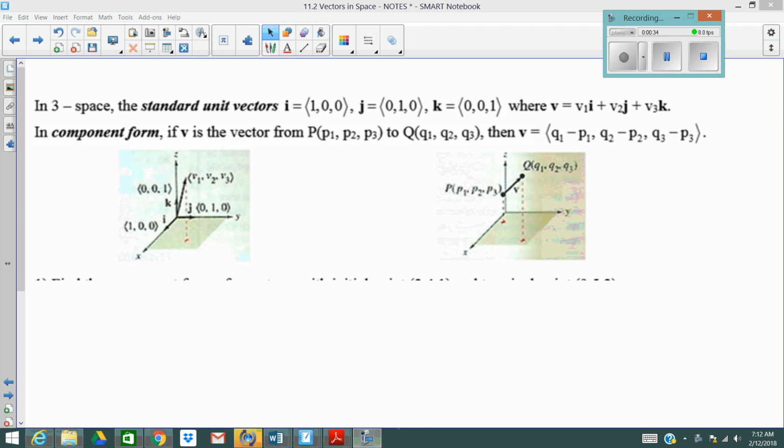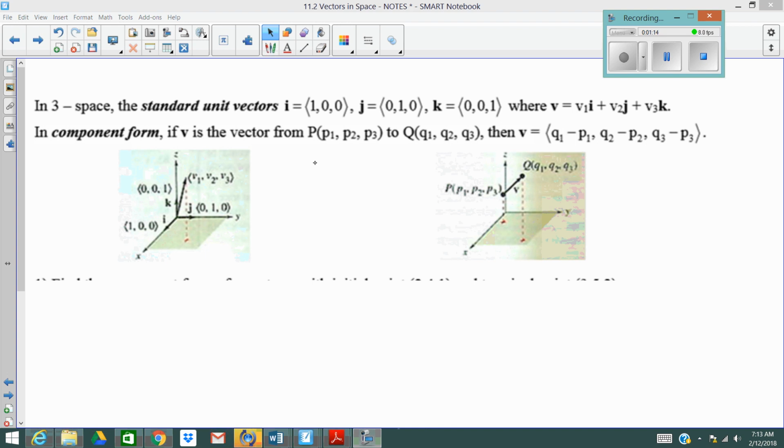Our unit vectors i and j still exist, but now they have a third component, and we have a third unit vector k, which has a horizontal and vertical component of 0, but now that third component, the z component, is 1. So we can use our three standard unit vectors to write a vector as a linear combination, or we can write it in component form the exact same way we did, where we do terminal point minus initial point. You can kind of see how the three-dimensional plane works.